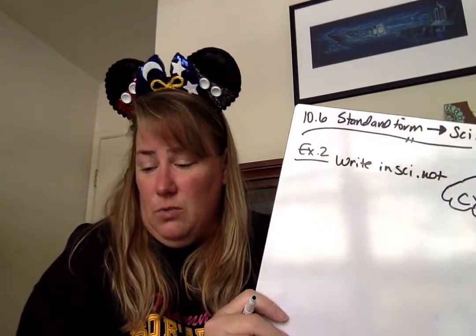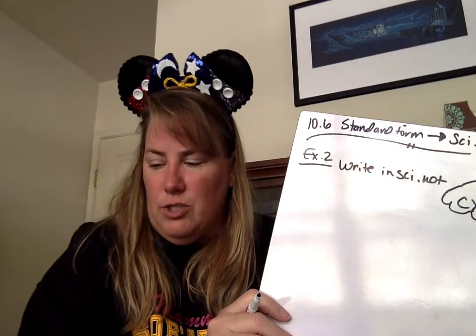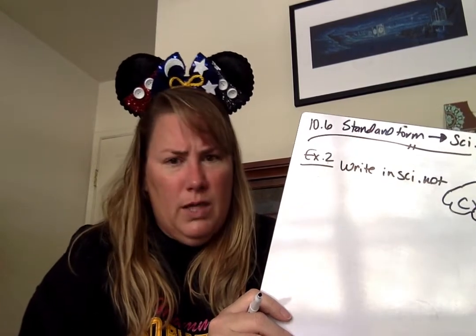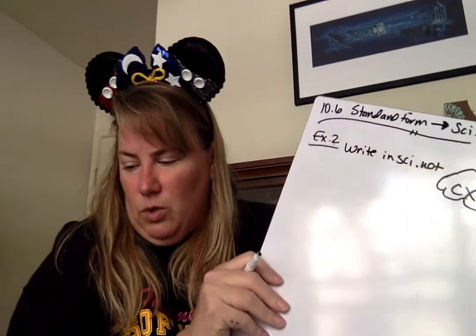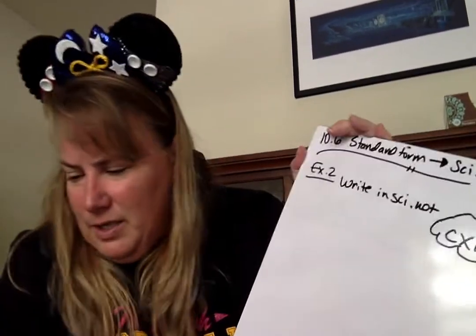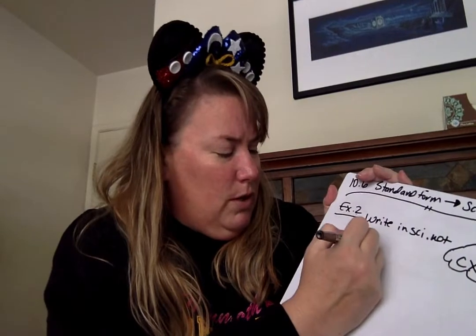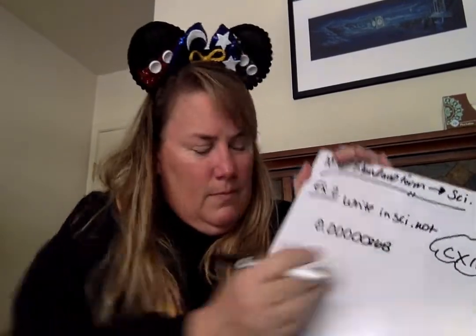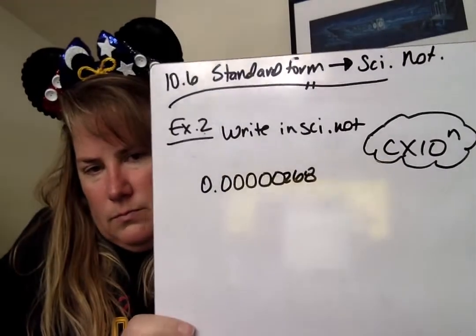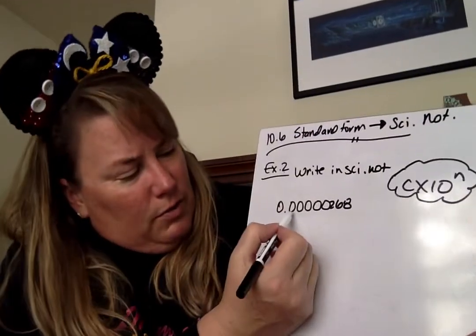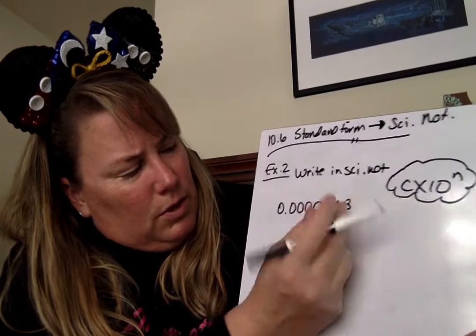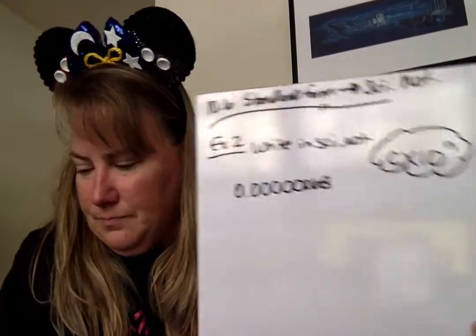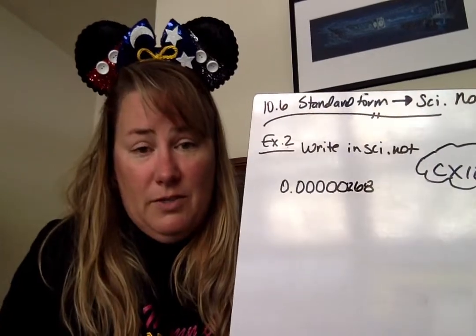Example 2 in the book says the 2004 Indonesian earthquake showed the rotation of the earth making the length of day 0.0, and a whole lot of zeros, second shorter. Write this number in scientific notation. Okay, so I have 0.00000, oh, that's a 2, 268. Now we're going to write that number in scientific notation.